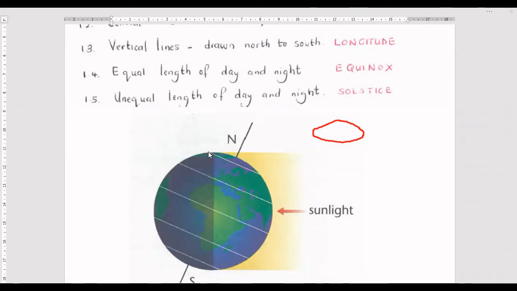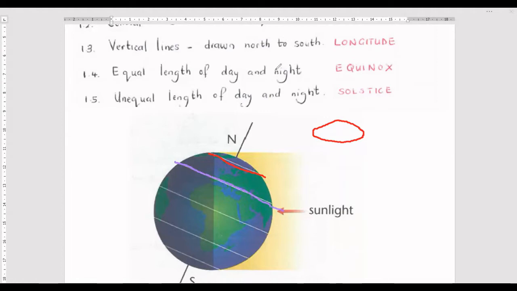The one there is the Arctic Circle. So there you have the Arctic Circle, right? So there's a line there. That's your Arctic Circle. Then you have the next line. That's your Tropic of Cancer. All the way there is our Tropic of Cancer.